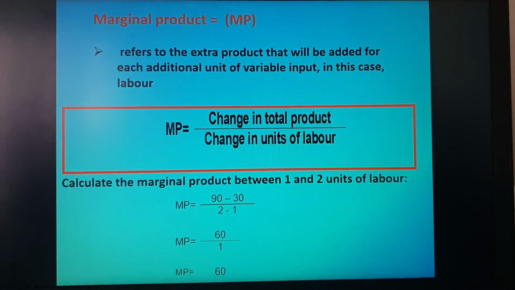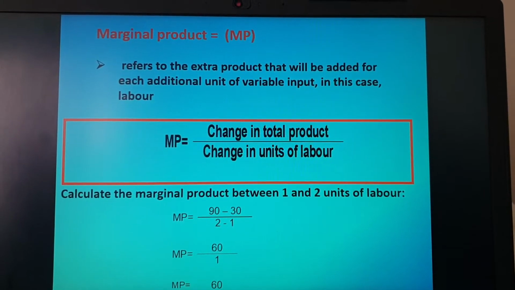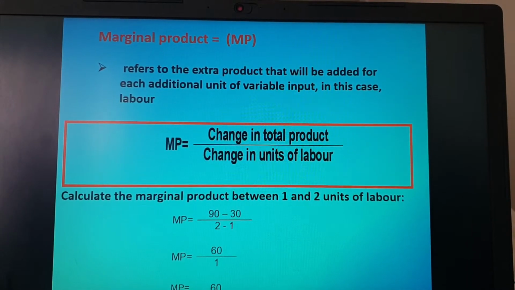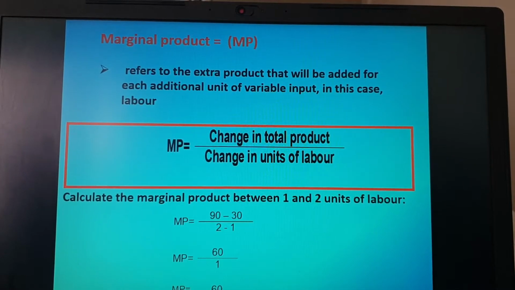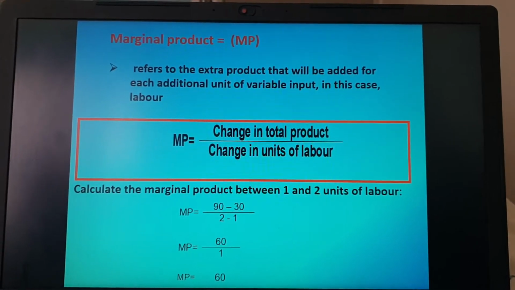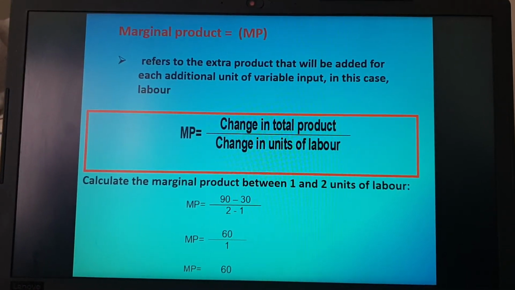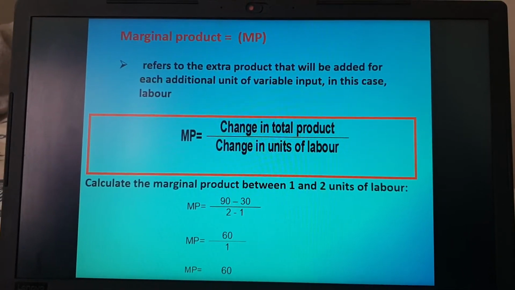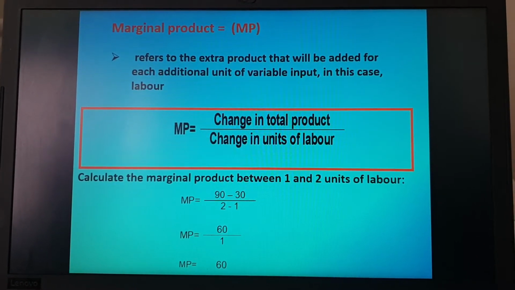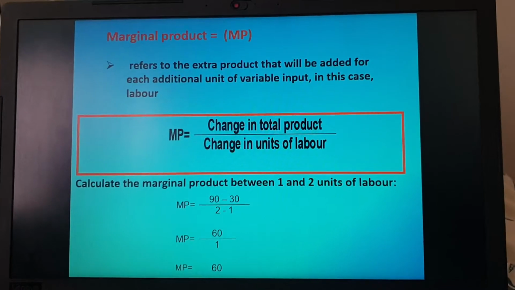Over to marginal product. Marginal product, MP, refers to the extra or additional product that will be added for each additional unit of variable input. Variable means changing. In this case, labor, because remember, labor changes as the economy changes. Now, even with the coronavirus, some workers are losing their jobs, or have to be laid off, or retrenched, because the company cannot afford to pay them anymore. If they are not working, the company cannot pay them, even if they were forced by the government not to work during this time.